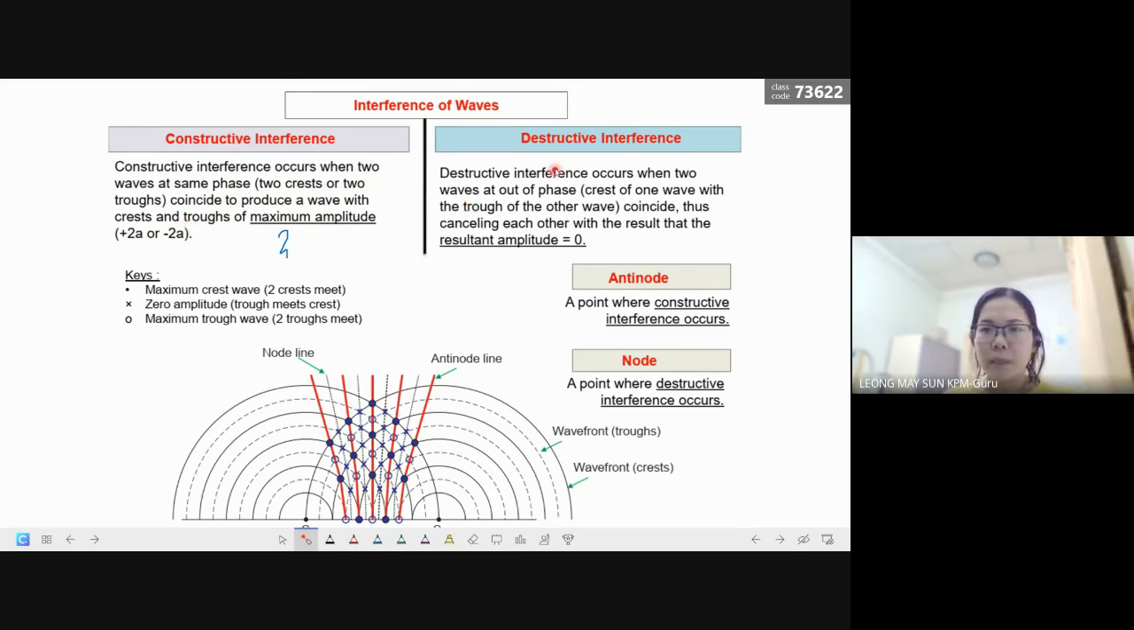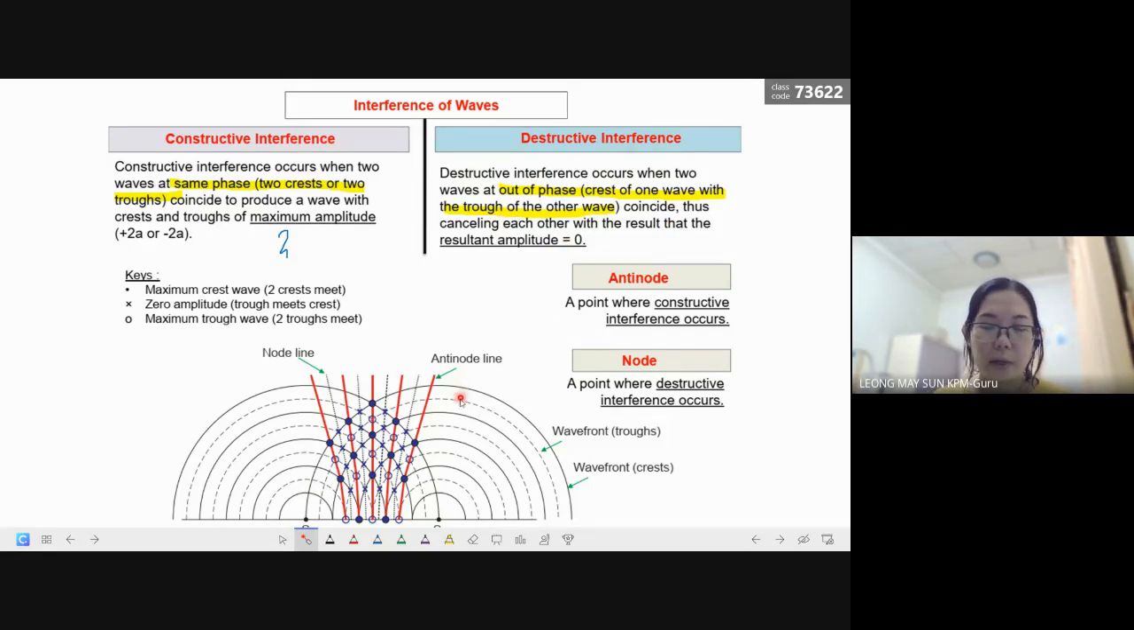Destructive interference is when two waves are out of phase. Out of phase here means the crest of one wave and the trough of the other wave coincide. Notice here, same phase means two crests or two troughs. Out of phase means a crest of one wave with the trough of the other wave. Please take note of that. Thus they cancel each other out, with a resultant amplitude equal to 0.